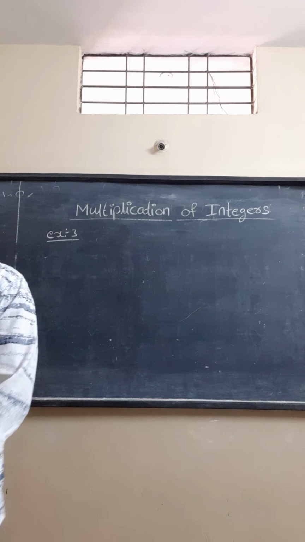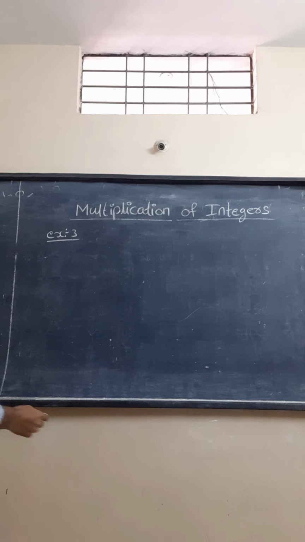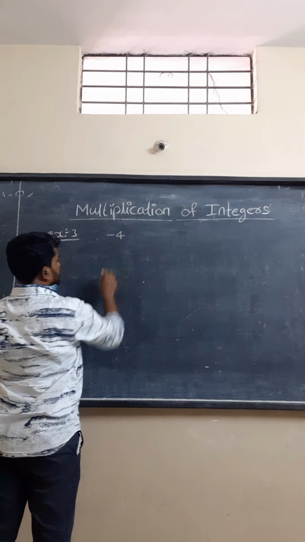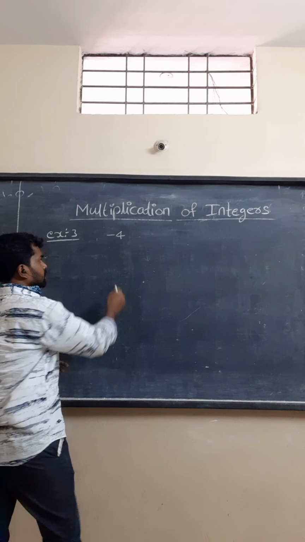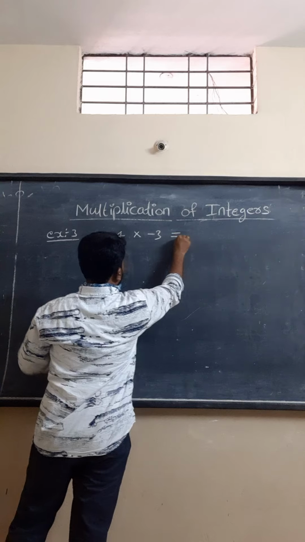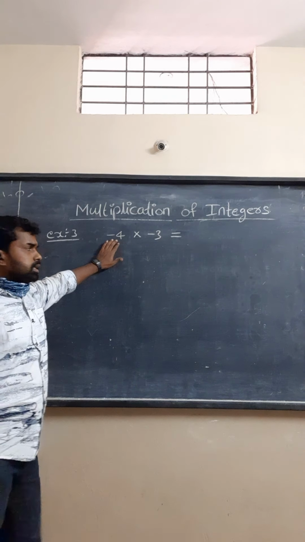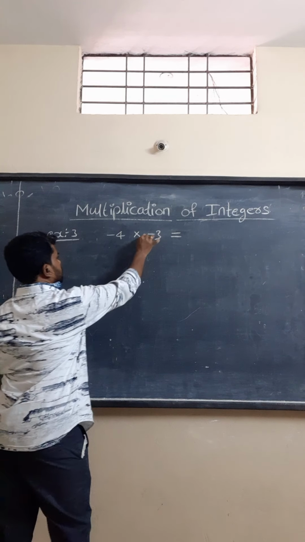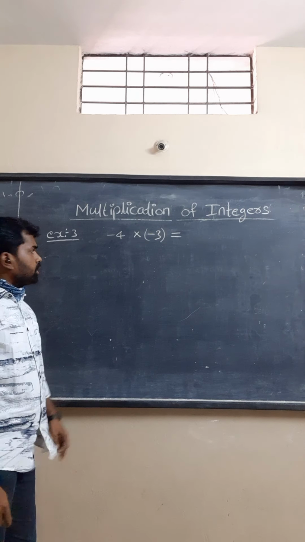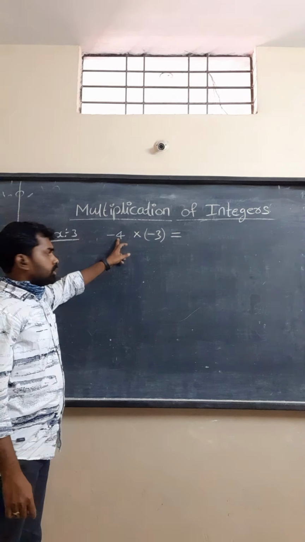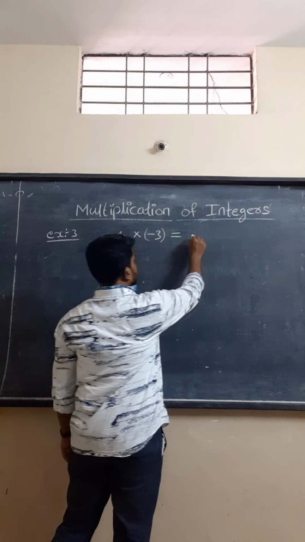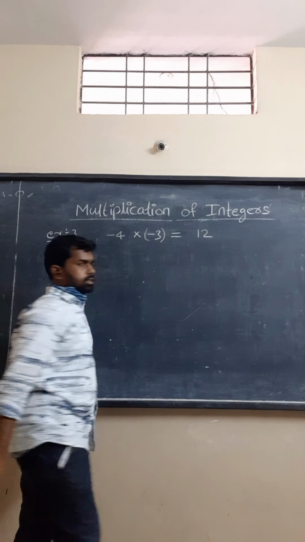See how the curve will be, to which side the curve is moving, you have to observe. In case of two negative numbers, here -4 into -3. Here -4 is one negative integer and -3 is also one negative integer. So how to do the multiplication? Just do the normal multiplication. Just multiply the numbers. 4 into 3, how much? 4 3s are 12.